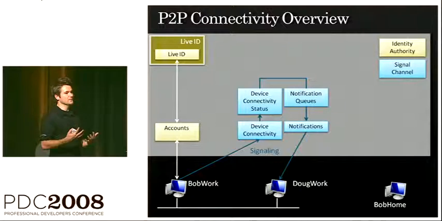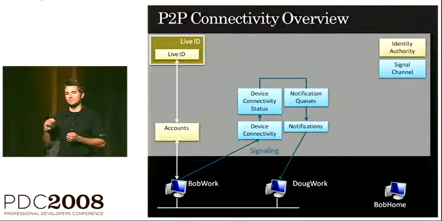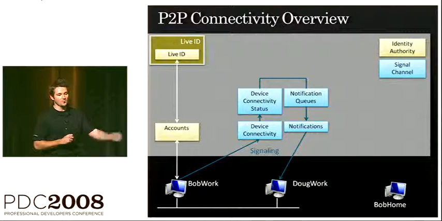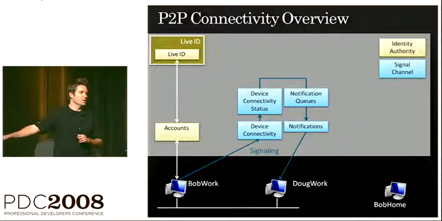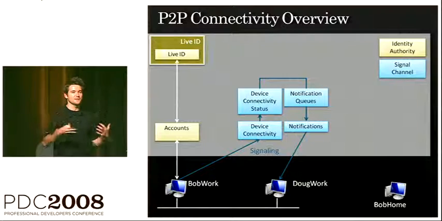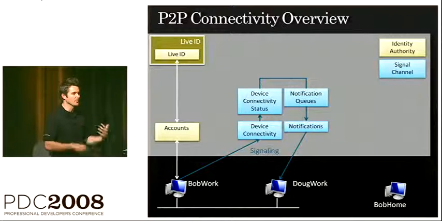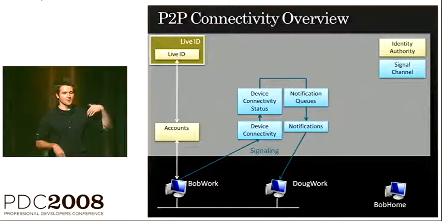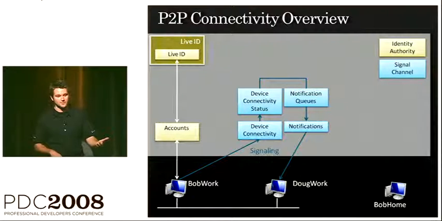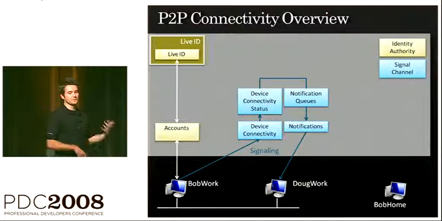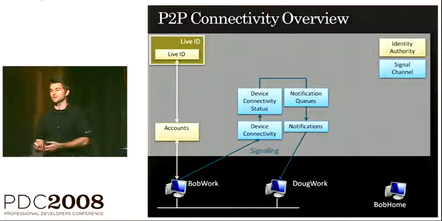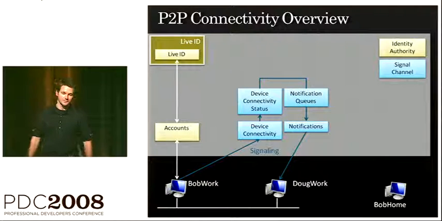The second component is the signal channel. This is the channel: how do I get a message from one device to another device? If I want to establish a connection from Bob's work device, how does that happen, and how does Bob's home device get notified? You'll notice here that this actually just uses the same subscription and notification system that we talked about in the previous section to power device connectivity notifications. There's a resource manager called Device Connectivity Resource Manager, and that fires notifications through the notification service. Interested parties, specifically devices, listen for those notifications and then act on them.